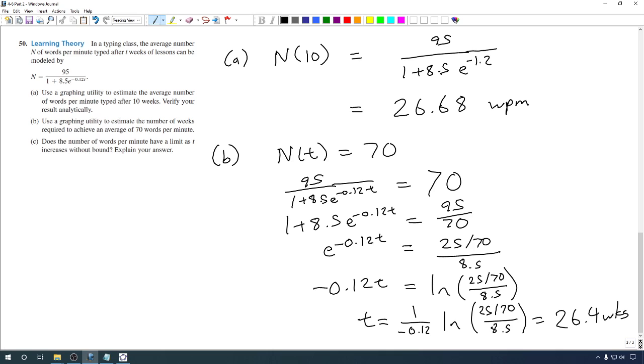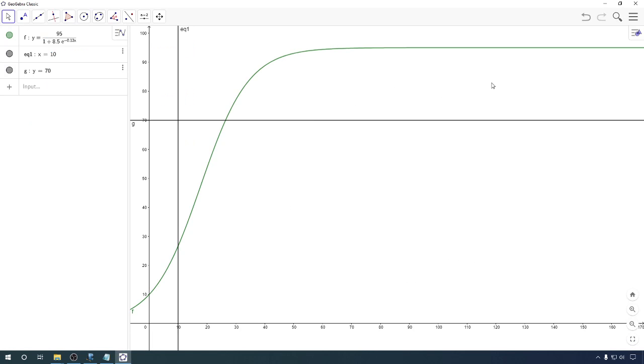Part C. Does the number of words per minute have a limit as t increases without bound? Basically, can this continue increasing infinitely? Now, if we look at our graph, it looks like probably not. It looks like it's kind of leveling off here. But how do we know that for sure? How do we know it actually does completely level off?